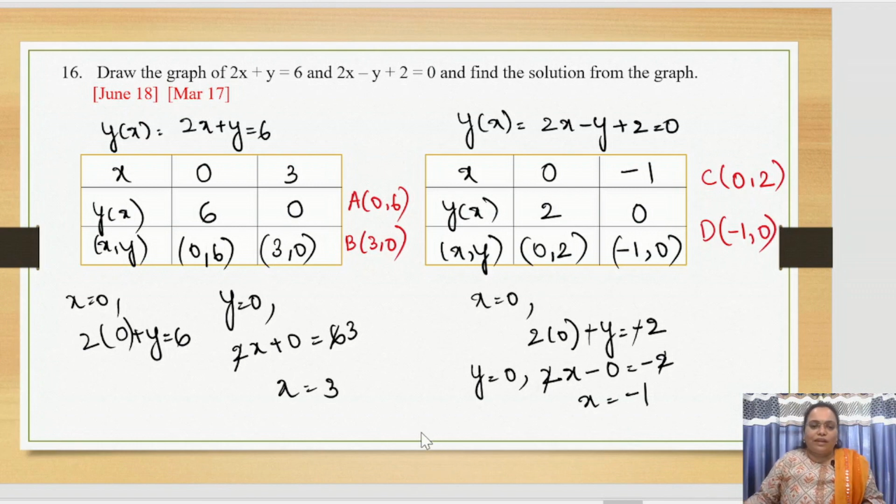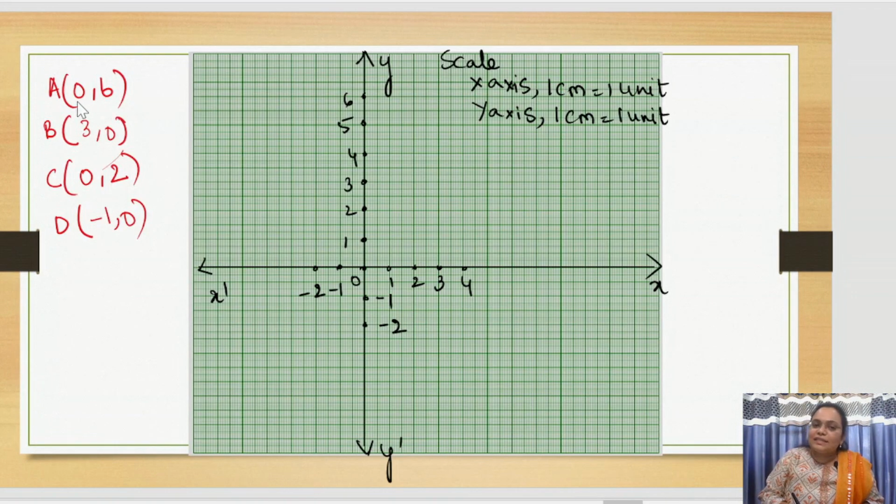Let us plot the graph. The first point is 0 and 6. 0 on the x-axis and 6 on the y-axis, which is here. Okay. The next one, 3 and 0. 3 on the x-axis and 0 on the y-axis, which is here.